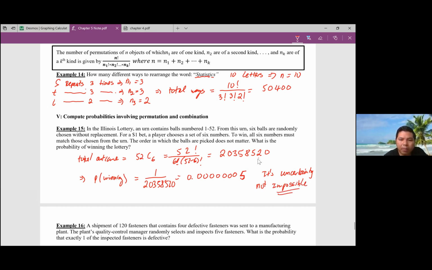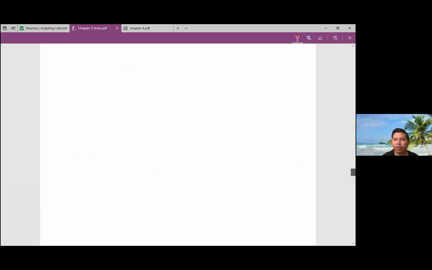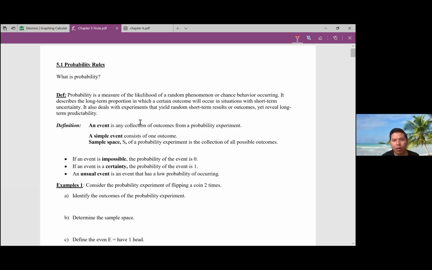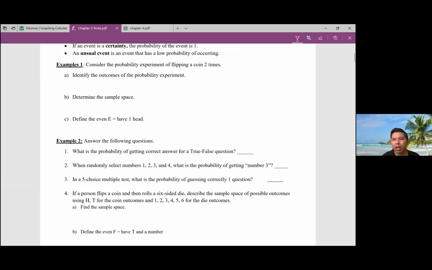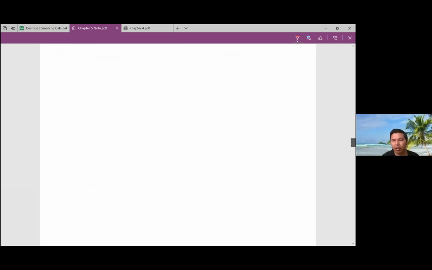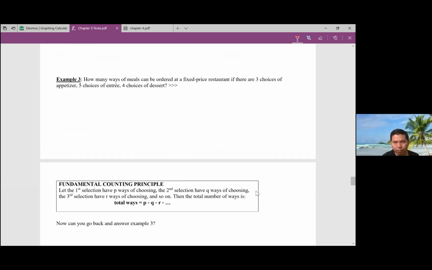Okay, remember in the very first sections of chapter 5, we talked about uncertainty versus impossible, right? Remember, impossible is when the probability is 0. Unusual events are those that have very low probabilities, right? So we have that unusual probability right there.